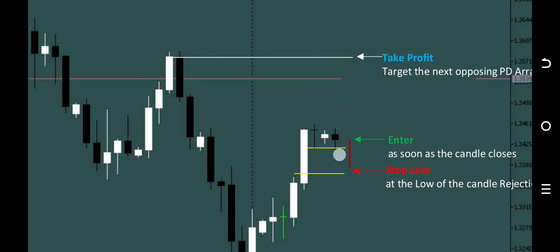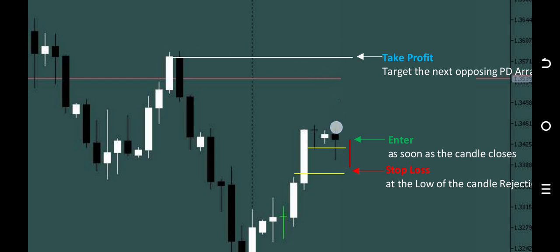Because now that price has been rejected, what price will do is to chase liquidity. Liquidity resides on swing highs and swing lows. This is a PD array. This swing high is a PD array. It's a liquidity. There is money here. So price usually trades after money.